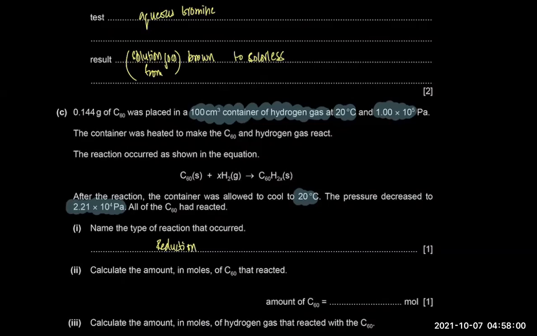And what's the amount in moles of C60 that reacted? We have to calculate that. So how do we calculate that? The grams are given, 0.144 grams. So I can say that the number of moles is just the mass over the molar mass, which is 0.144 divided by 12 times 60, since carbon is 12. So that's how many carbon atoms we have. Okay?